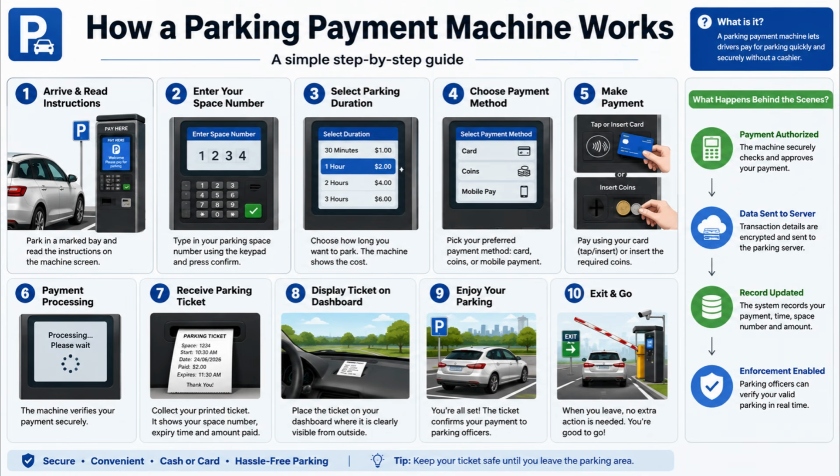After the payment is approved, the machine prints a parking ticket. This ticket usually shows the parking space number, start time, expiry time, date, and amount paid. The driver collects the ticket from the printer slot.